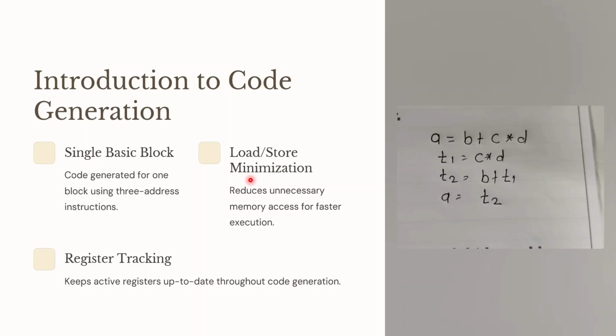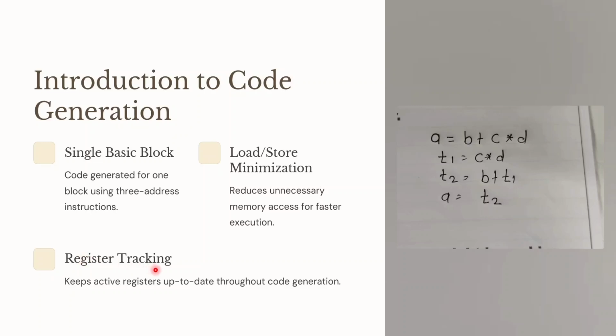Next one is load and store minimization. This reduces how often we access memory. Instead of loading and storing a variable repeatedly, we try to keep the value in a register. For example, if t1 is already in a register, we don't load it from memory again when we use it in the next instruction.